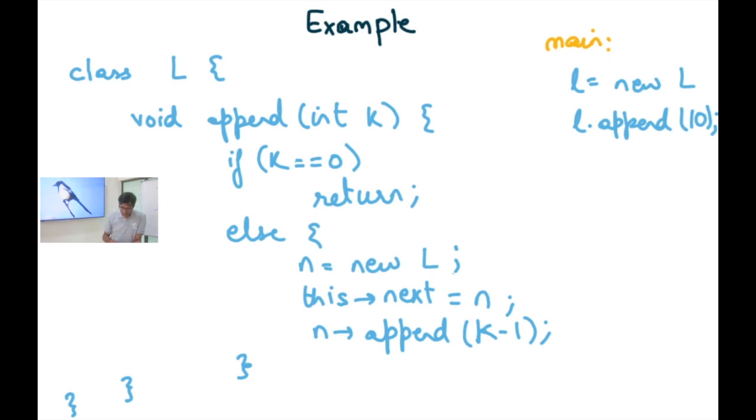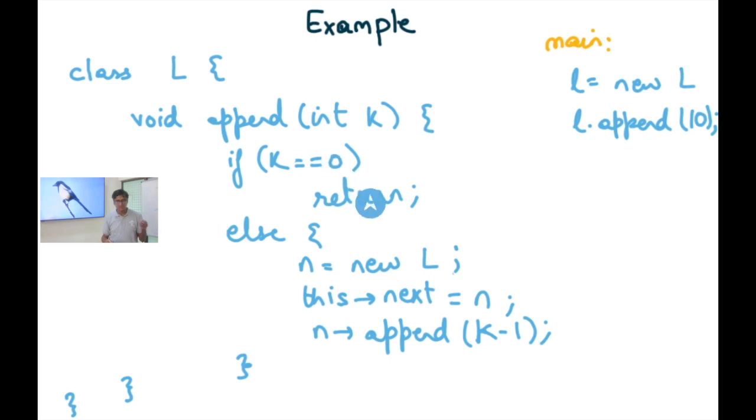Okay, let's use an example to concretize this. So let's say this is an example of a list class, capital class L, which has this function called append, which just appends a key to the list. So if k equals 0, then it doesn't append, else it allocates a new node of type L. Let's say it has a next pointer field, so it says this.next equals n, the newly allocated object, and n.append(k minus 1). So append k is going to append k different nodes. So it's a recursive call.